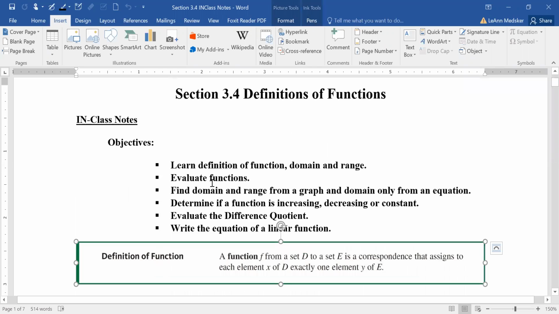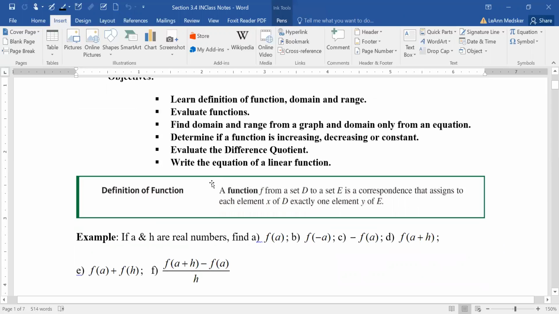Determine if a function is increasing, decreasing, or constant, evaluate the difference quotient, and then write the equation of a linear function. So a function f from a set D to a set E is a correspondence that assigns to each element x of D exactly one element y of E. So that's the formal definition of a function.